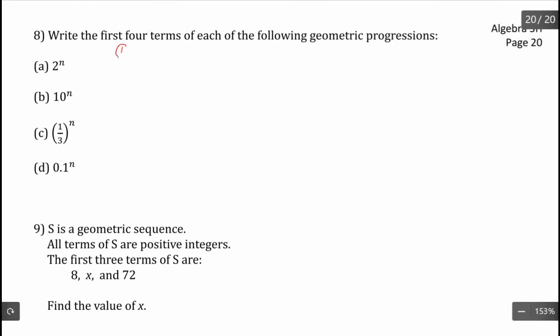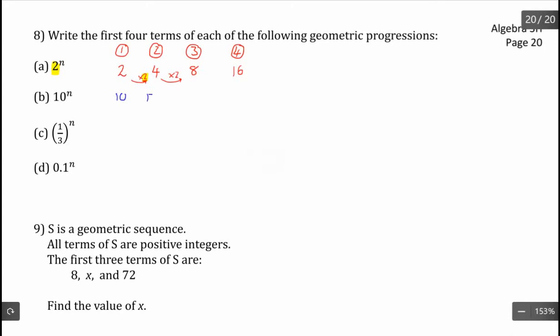So the first 4 terms of these, I'm going to write down the term numbers 1, 2, 3 and 4. Space them out a little bit because some of these might be big. So the first one, 2 to the power of 1 would be 2. 2 to the power of 2 would be 4. 2 cubed is 8, and 2 to the power of 4 is 16. Okay, so the common ratio there in that one is 2, which is this number here.